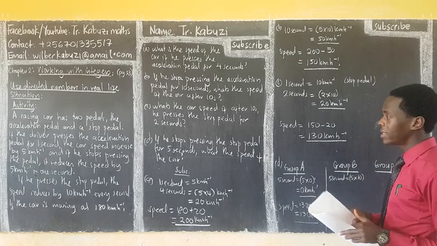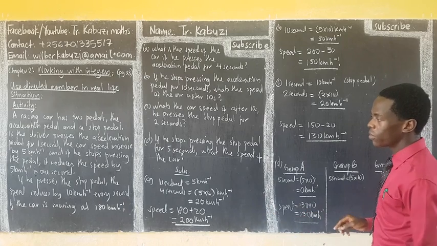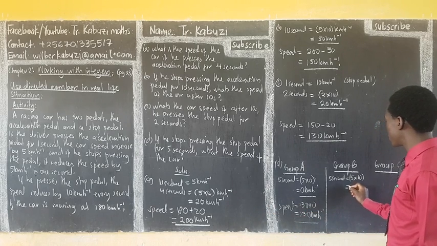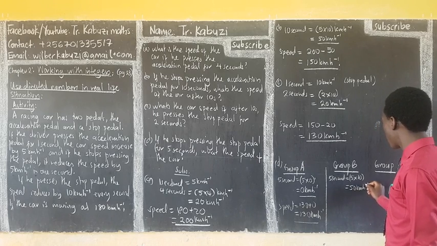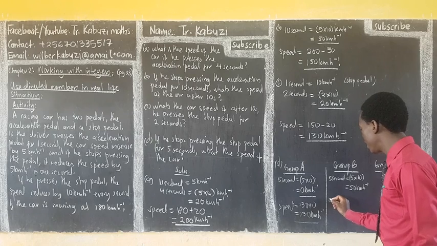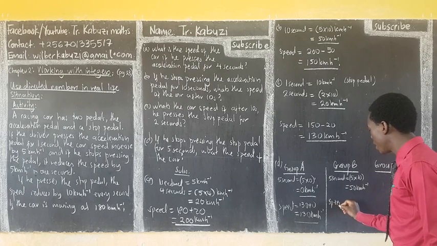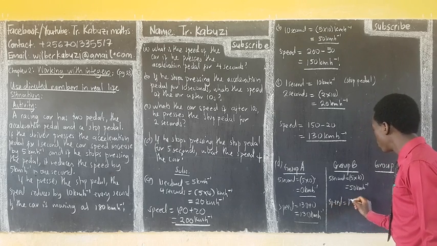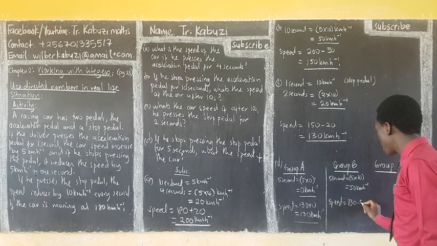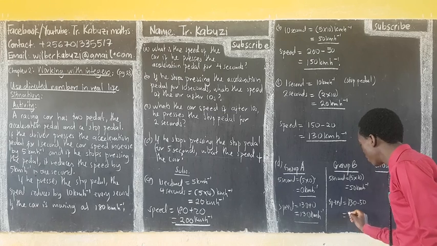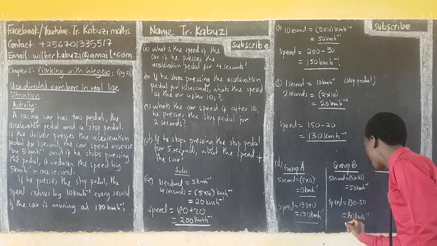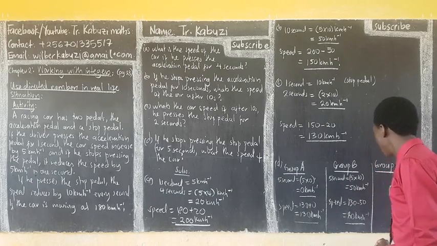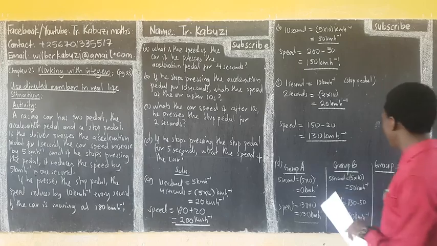Why do they multiply by 10? I think for them they said it's going to reduce by 10 kilometers, which is giving us 50 kilometers per hour. And then they say the speed is equal to, they got 130 minus 50, and they got 80 kilometers per hour.